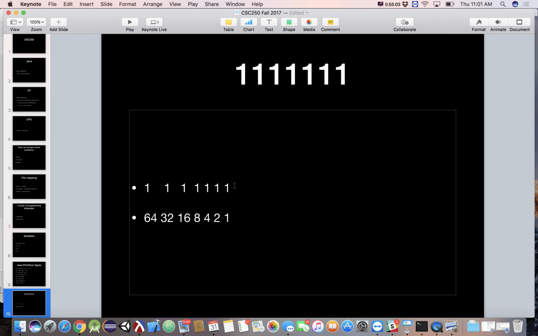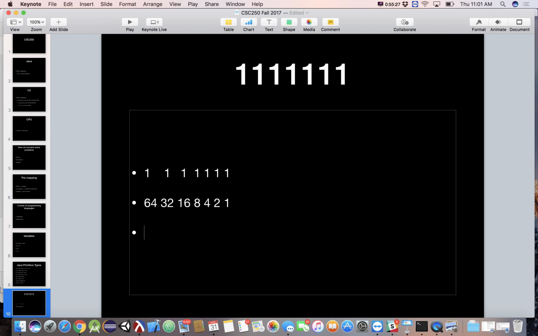So this is base 2. This position is the 2 to the 0th power place. That's a 1. This is the 2 to the 1st place, the 2's place. 2 to the 2nd power is the 4's place. 2 to the 3rd power is the 8's place. 4th power, 16's. 5th power, 32's. 6th power, 64's.